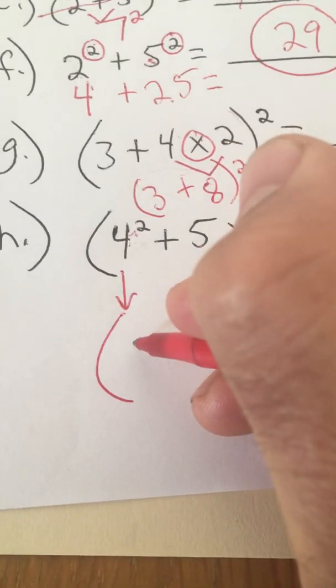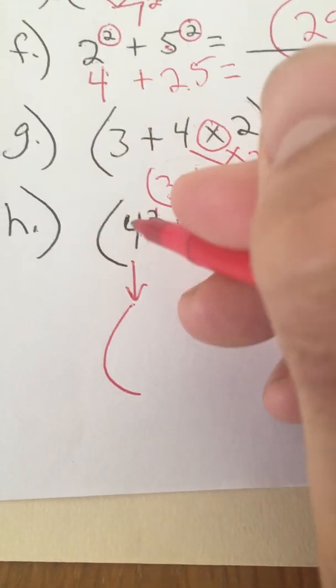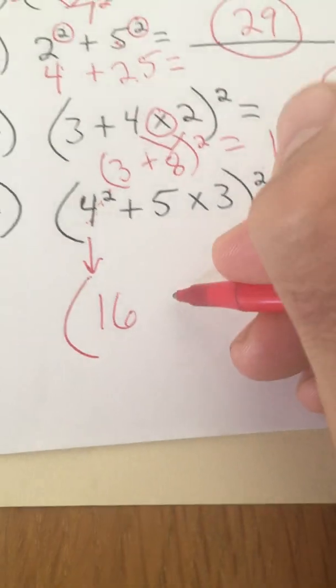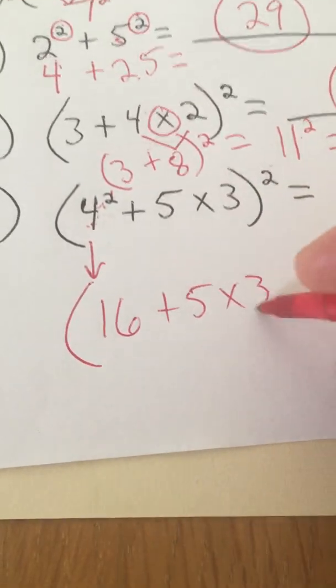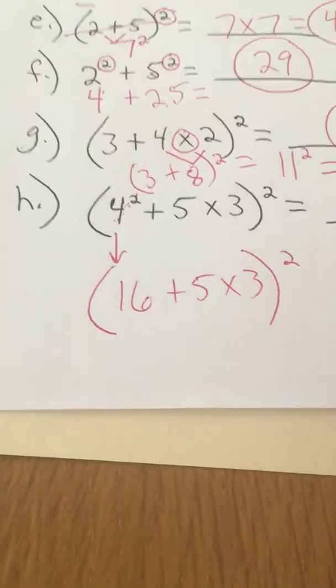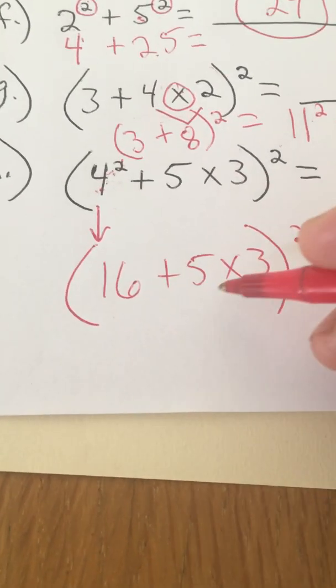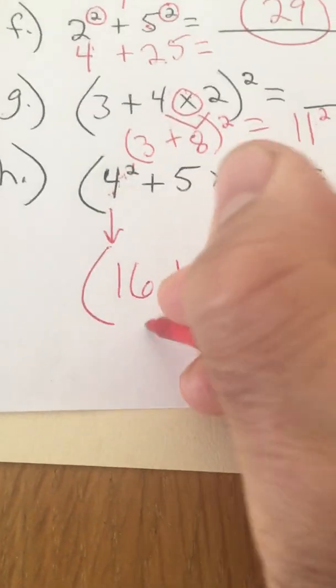Okay, so we're going to do 4 squared. It's inside the parentheses, so we do that first. 4 times itself twice. 4 times 4 is 16. Plus 5 times 3, then we'll square all that. So we're not doing 16 plus 5 yet. We're doing the multiplication first.